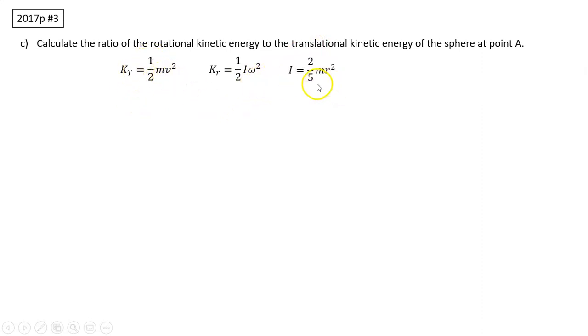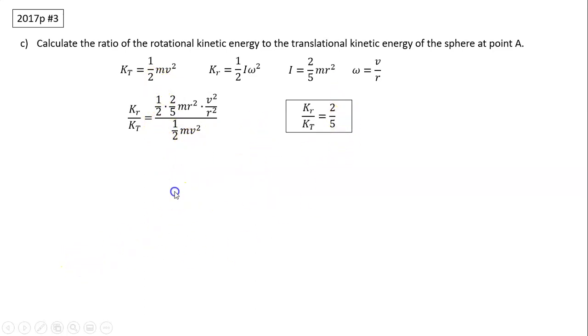Again, we know I is 2/5 mr squared, and omega equals v over r. So we do a ratio: 1/2 I omega squared divided by 1/2 mv squared. As you can see, the 2 and 2 cancel, r and r cancel, so it becomes 1/5 over 1/2. Or the 1/2 and 1/2 cancel, it's just 2/5.